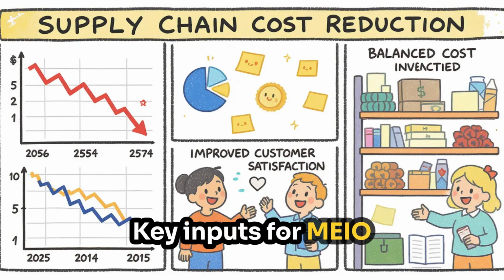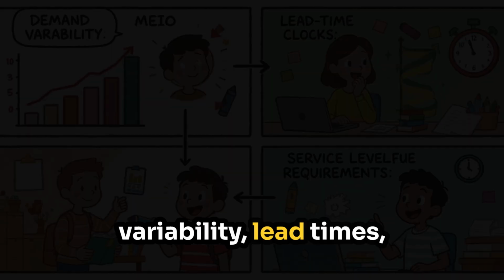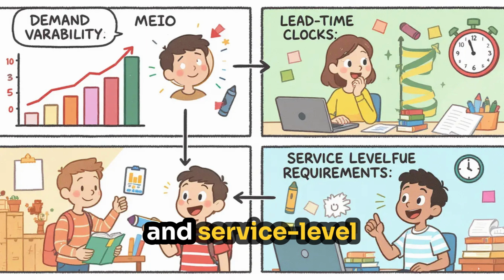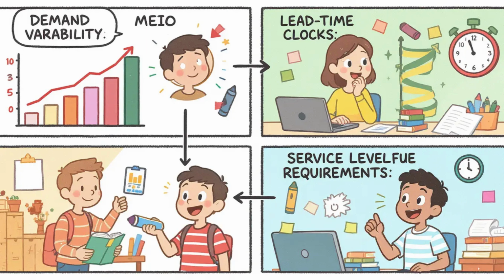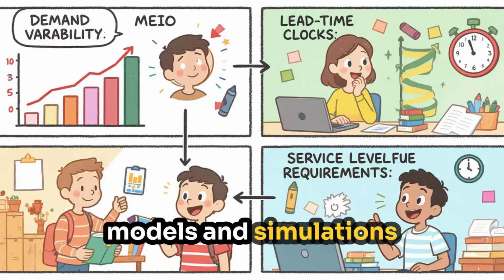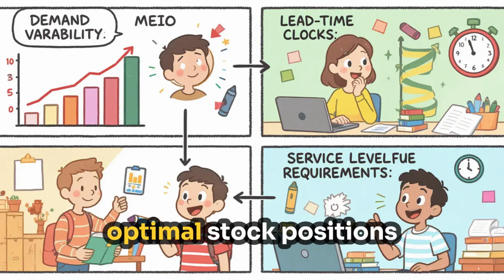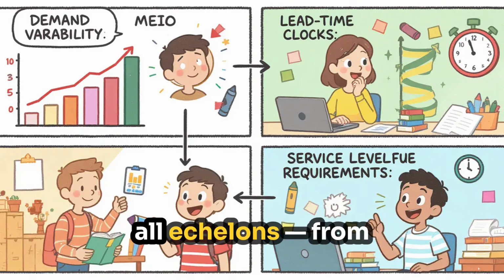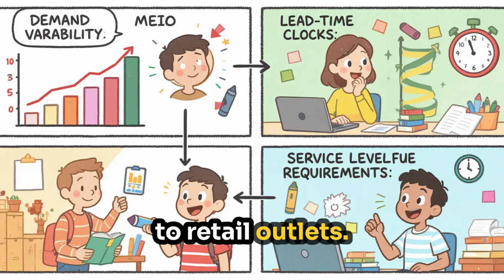Key inputs for MIO include demand variability, lead times, transportation costs, replenishment frequency, and service level requirements. Advanced mathematical models and simulations use this data to calculate optimal stock positions and reorder points across all echelons, from central warehouses to retail outlets.